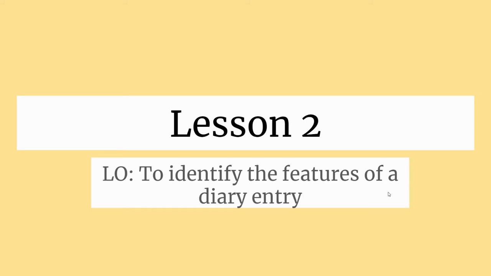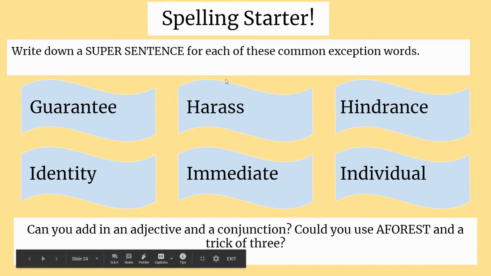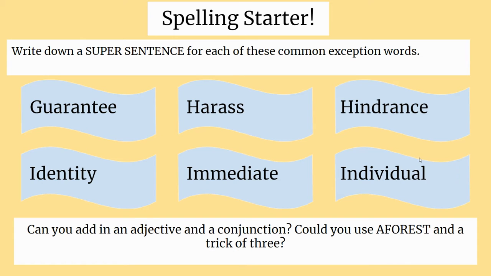So today, ladies and gentlemen, we're going to be looking at identifying the features of a diary entry. Before we start, we always complete our spelling starter where it asks you to write down a super sentence for each of these common exception words. As always, we read through them: guarantee, harass, hindrance, identity, immediate, and individual.